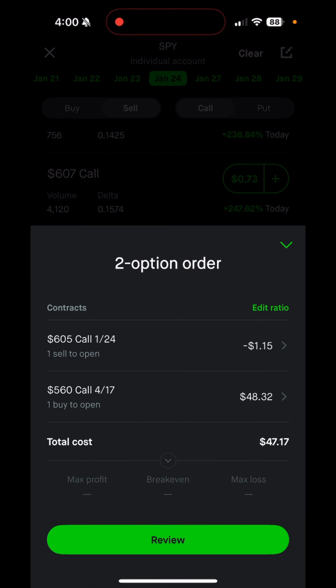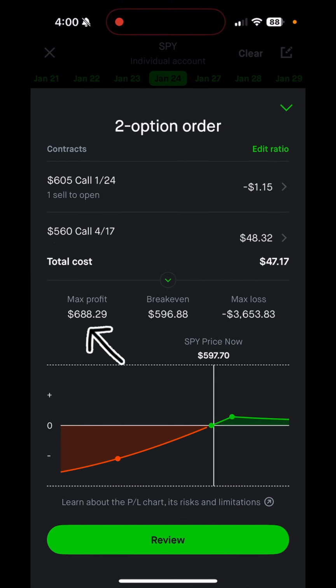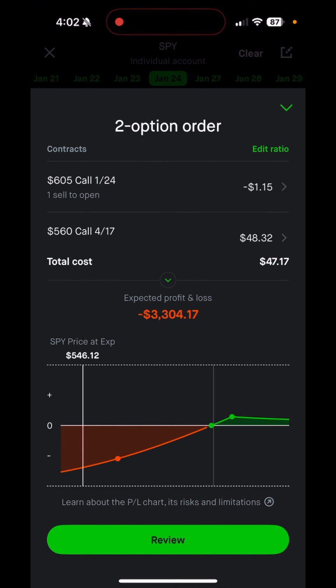We can pull open the P&L chart and notice something interesting here. The max profit and max loss for this diagonal are nearly identical to the credit put spread. But here's the game changer. For the diagonal to hit a max loss, SPY would need to drop all the way down to like $540, which is a 10% decrease.